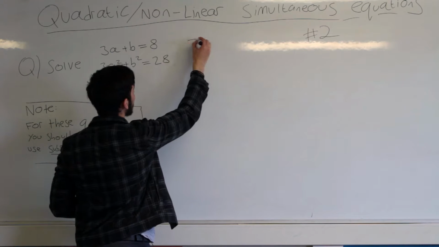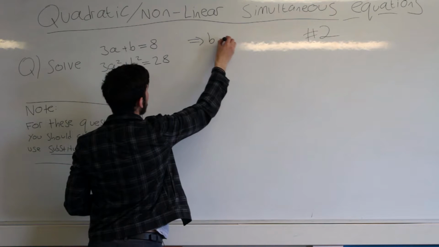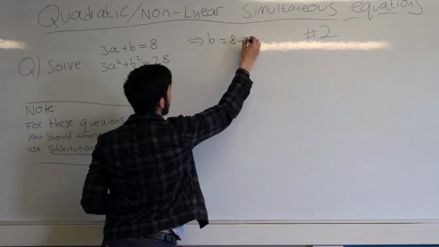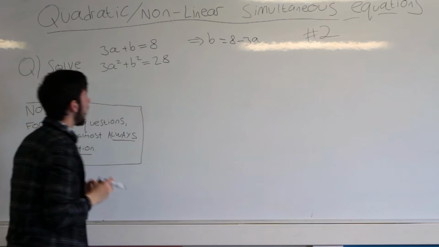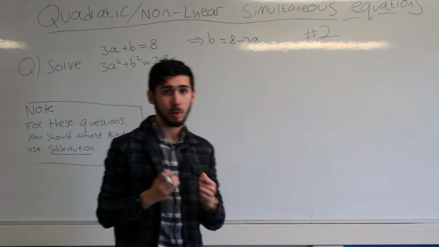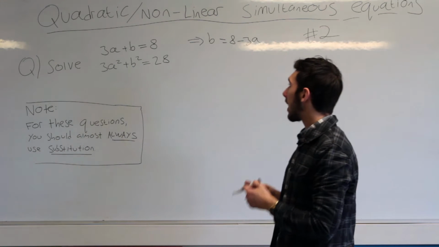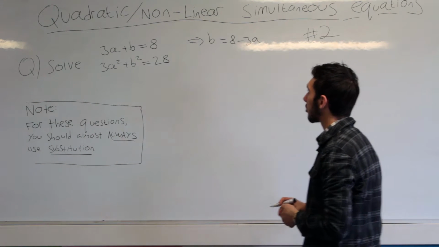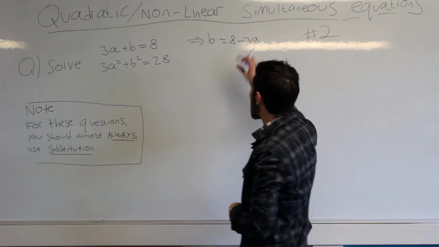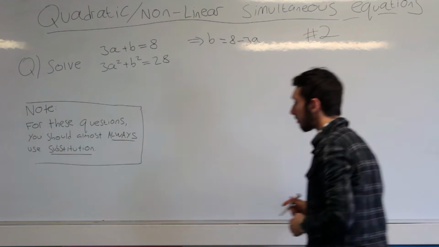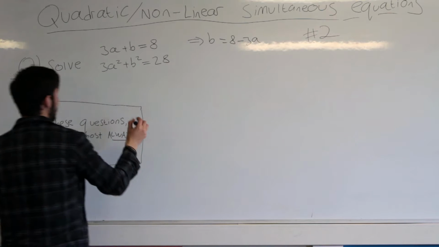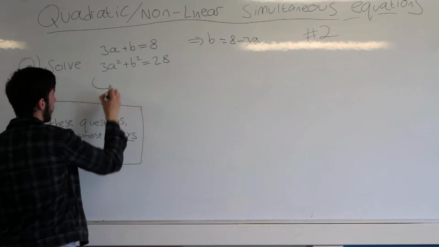So I'm going to rearrange the top equation, and I'm going to get B is equal to 8 minus 3A. I've taken 3A from both sides, and it's simply B is equal to 8 minus 3A. So B is literally the same thing as 8 minus 3A. Okay. So that means we can substitute into our second equation.